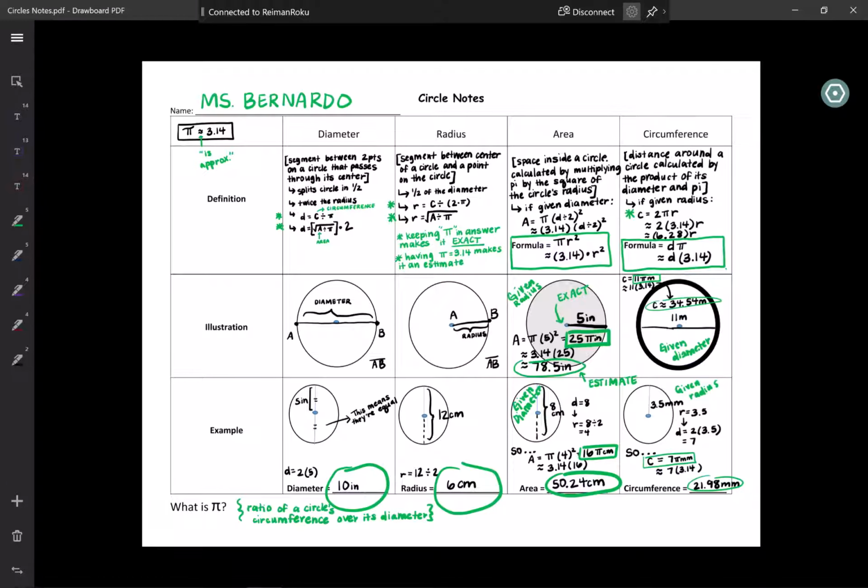The only time you should ever find yourself using division is if you're solving for the diameter or solving for the radius. Okay, please let me know if you have any questions.